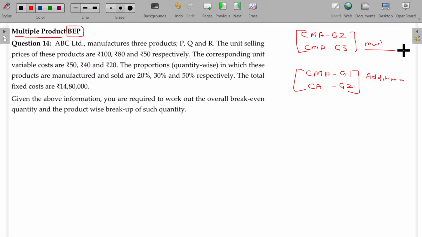14th and 15th, 2 illustrations are included here. Those 2 illustrations are a must for CMA Group 2, CMA Group 3 and CMA Group 1, CA Group 2. These are the additional learning.